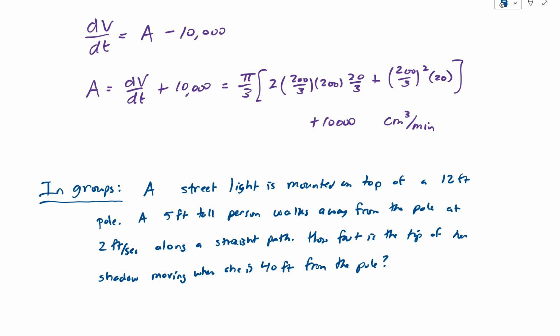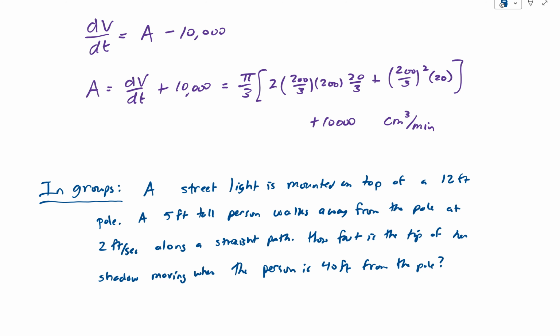Okay, so we have a street light mounted on top of a 12-foot pole, a 5-foot tall person. So, let's fix that. And the person is 40 feet from the pole. Okay, so let's start that over again.